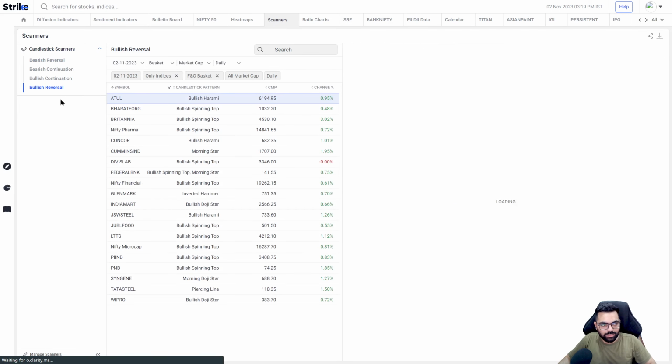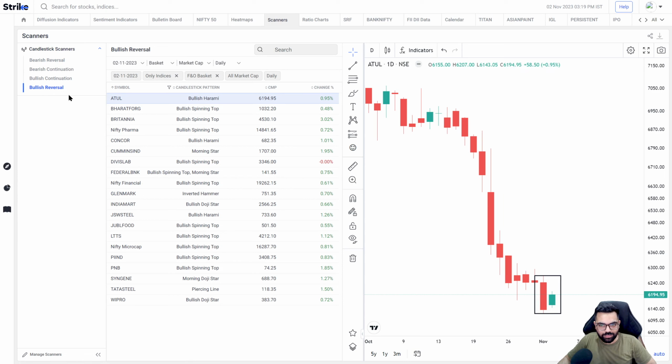So let's say I'm looking for bullish reversal patterns, that is patterns forming after a downtrend and indicating a possible reversal. The unique thing in Strike is that we also scan for the trend and then decide where the pattern belongs. So in this case, you can see if a stock is in a downtrend and then a bullish reversal pattern is forming, then it gets categorized into this category.